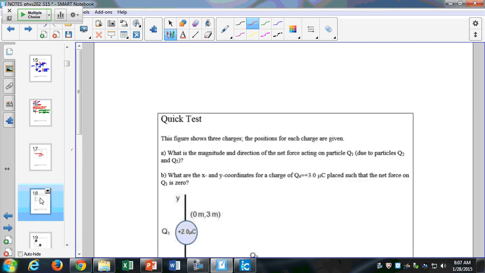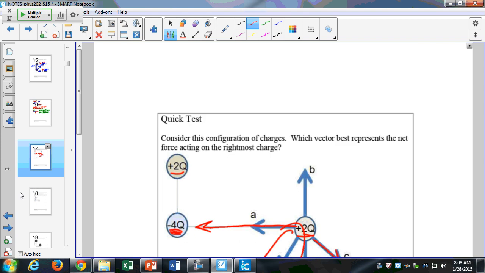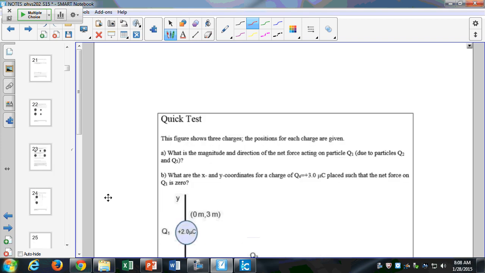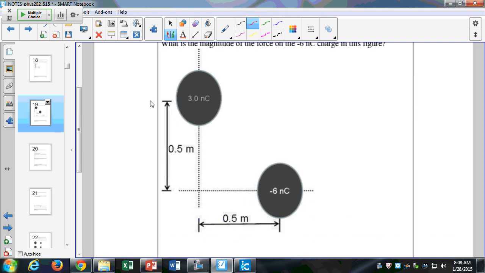Let's try this next one. Wait, I thought I had another one. Is it on the next page? Oh yeah, there it is. Let's do this one first, and we'll come back to that other one.